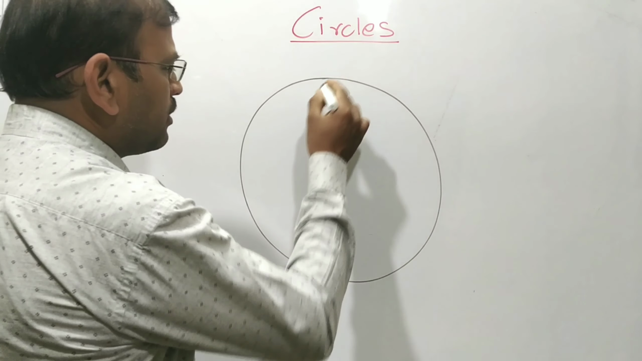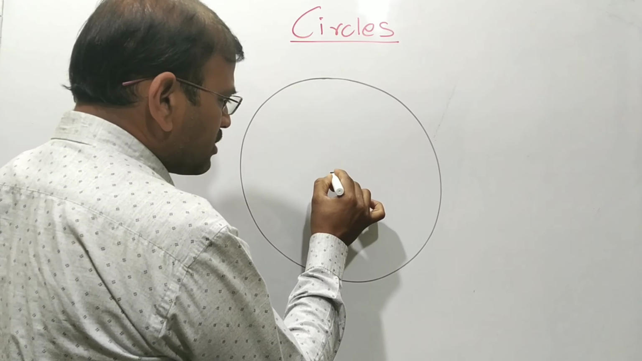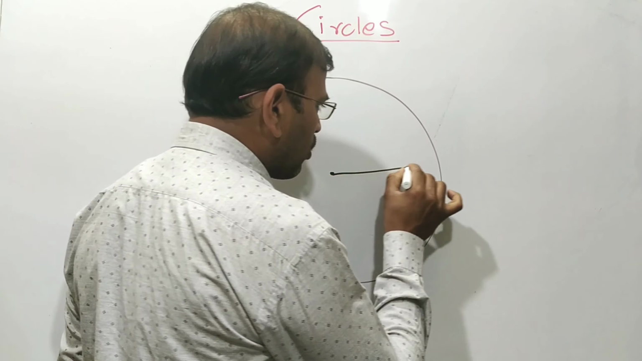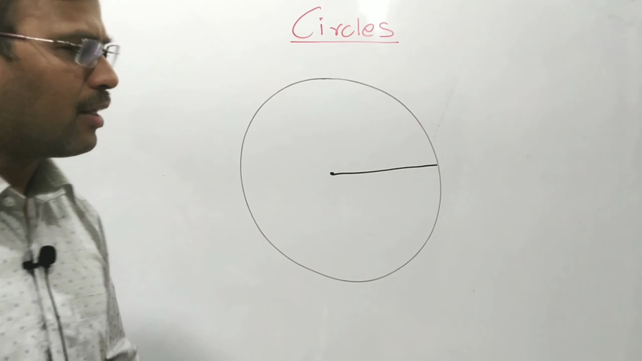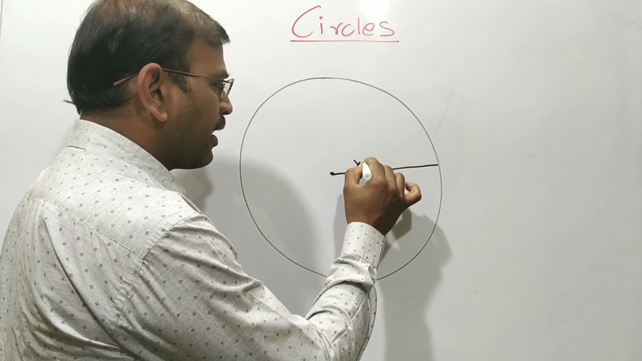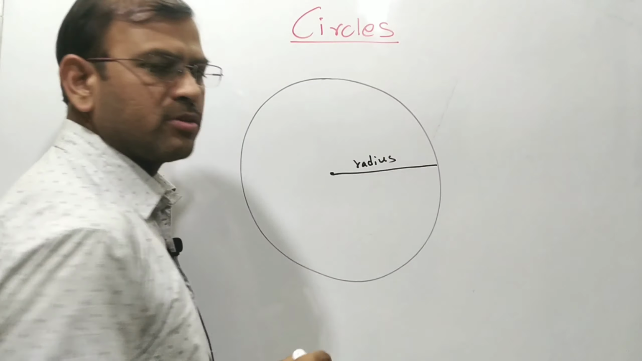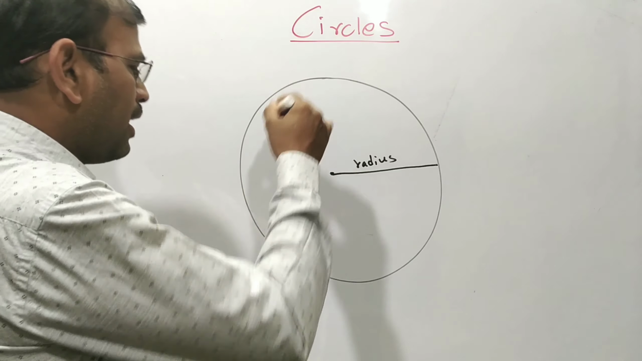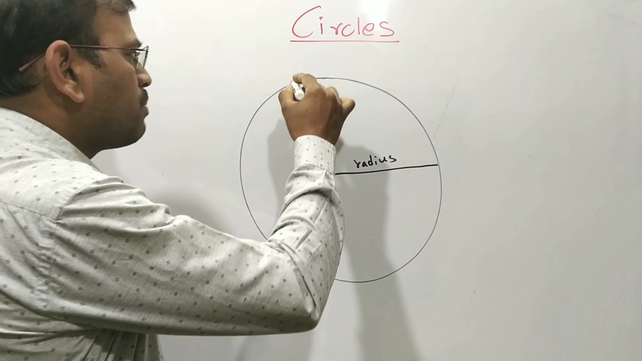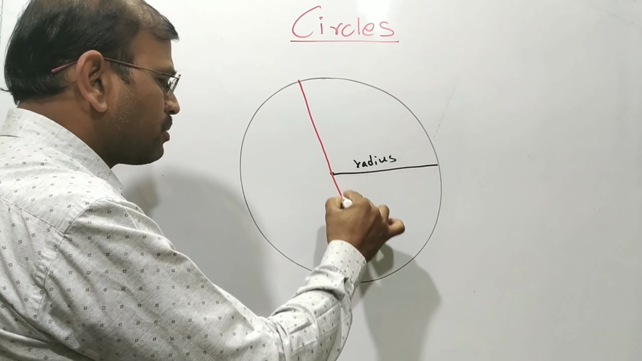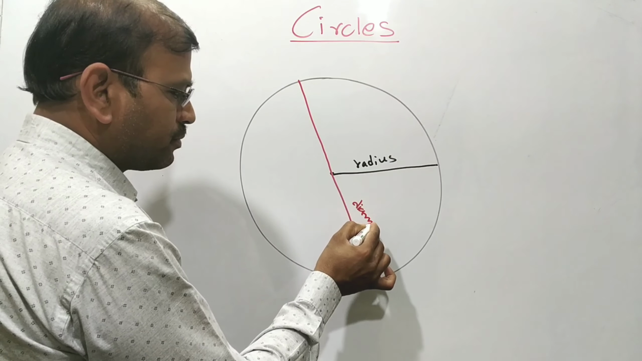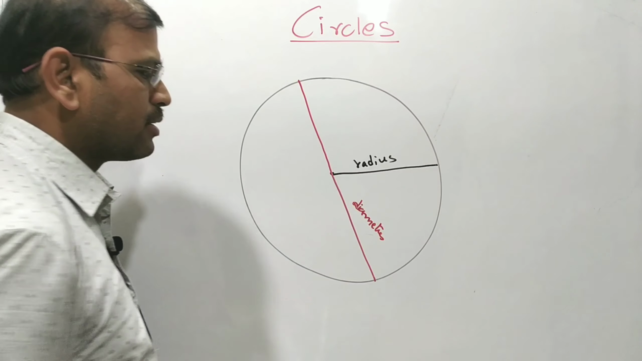Now, we know that the circle contains this center point. From the center, if you draw any line till the circumference of the circle, we call it a radius. If any line passes through the center and meets both ends of the circumference, we call it a diameter.